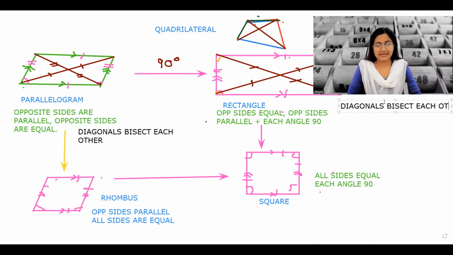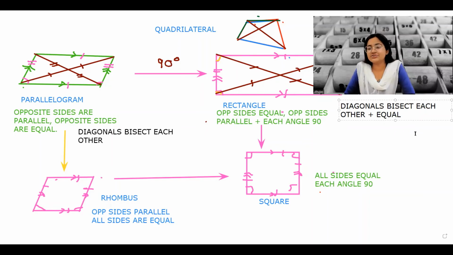But one more thing, as we added one thing, that we made the angles 90 degrees. So what will happen? The diagonals will become equal. Diagonals bisect each other and they will be equal, right? Okay. Now come to this one quickly, the rhombus.